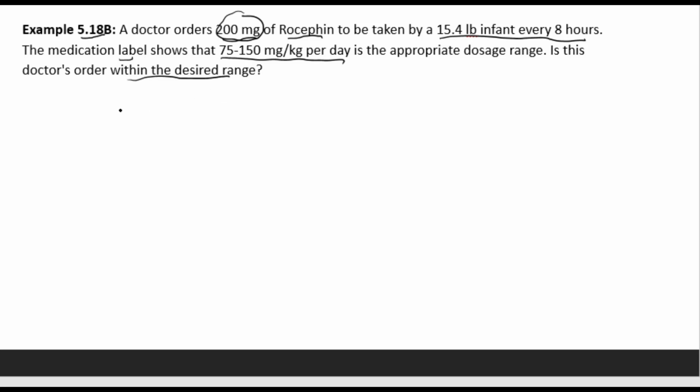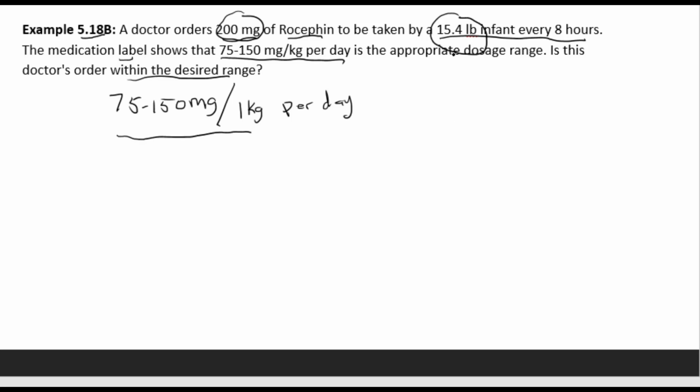So this means 75 to 150 milligrams for every 1 kilogram of the weight of the patient per day. So in order to see if it's in the desired range, we've got to figure out, first of all, how many kilograms this infant weighs. And again, here's the conversion: 2.2 pounds equals 1 kilogram.